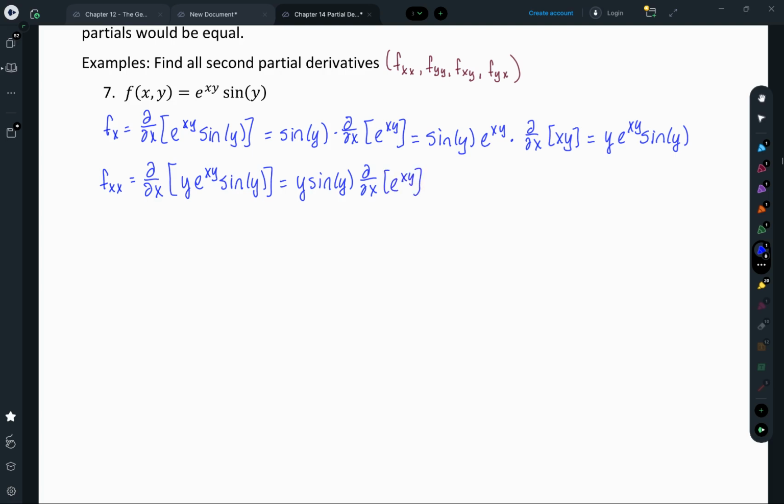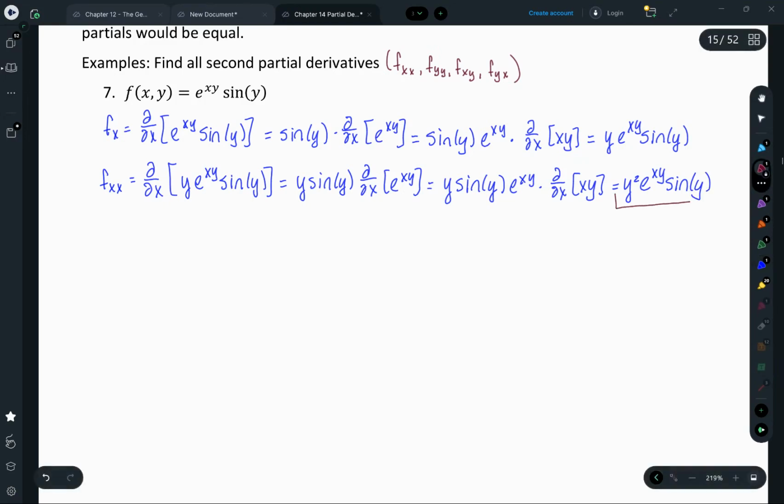the xy. All right, so again, we know the derivative of an exponential function is the exponential function times the derivative of the exponent. So this gives us y sine of y e to the xy times del x of xy, which is again y. And when it joins up in front with the other y, we end up with y squared e to the xy sine of y. And we can put a box around that one. This is our f sub xx. So we've done one of them.